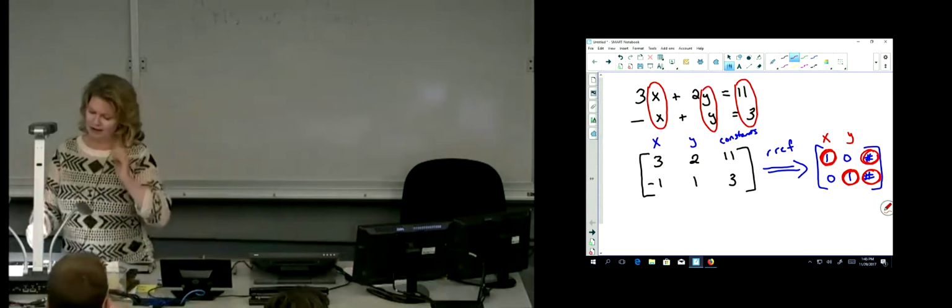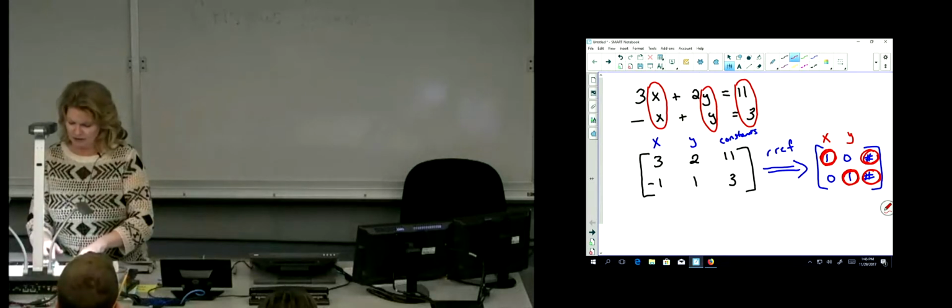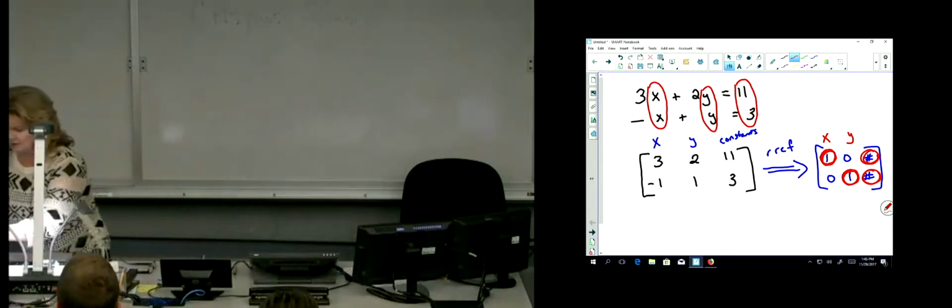So I'm going to go to the overhead, and we're going to need, oh, this is low batteries. Let's hope my other one doesn't say low batteries.